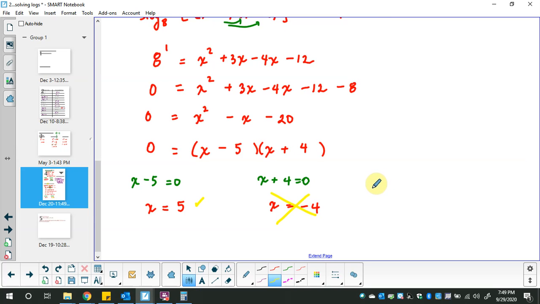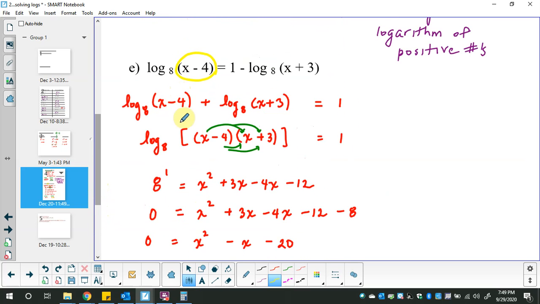That is not allowed because when we checked it, it created a negative in the bracket after it was being logged. And once it's garbage forever, it doesn't matter. You don't have to keep checking the other one. Once it's not acceptable, it's not acceptable in any part of the question.